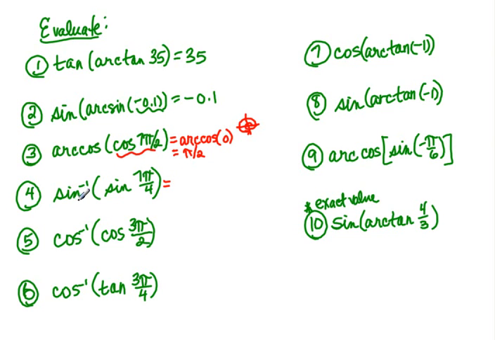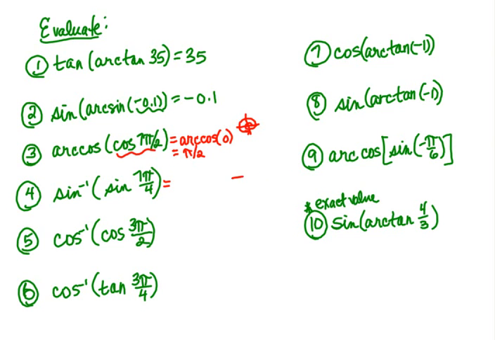Well, for that to be x, in other words, for them to cancel each other out, that input has to be in the range of the inverse sine. And the range of the inverse sine is between negative pi over 2 and pi over 2. So this does not fall within those criteria. So we've got to think about, well, what is the sine of 7 pi over 4?